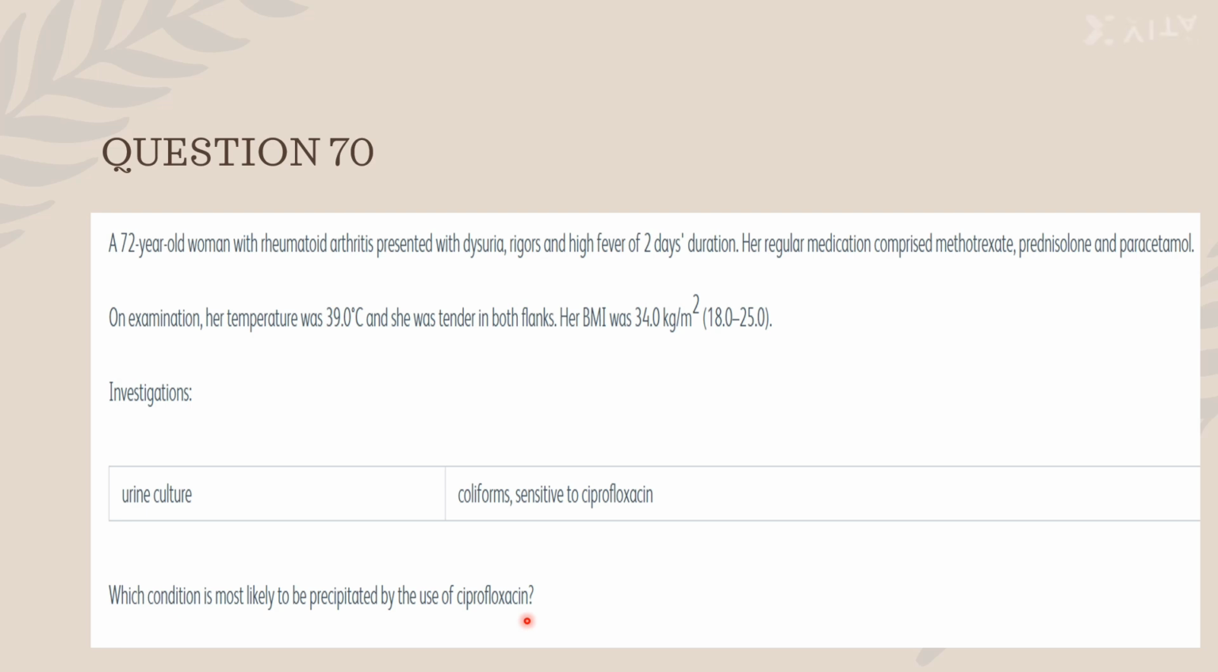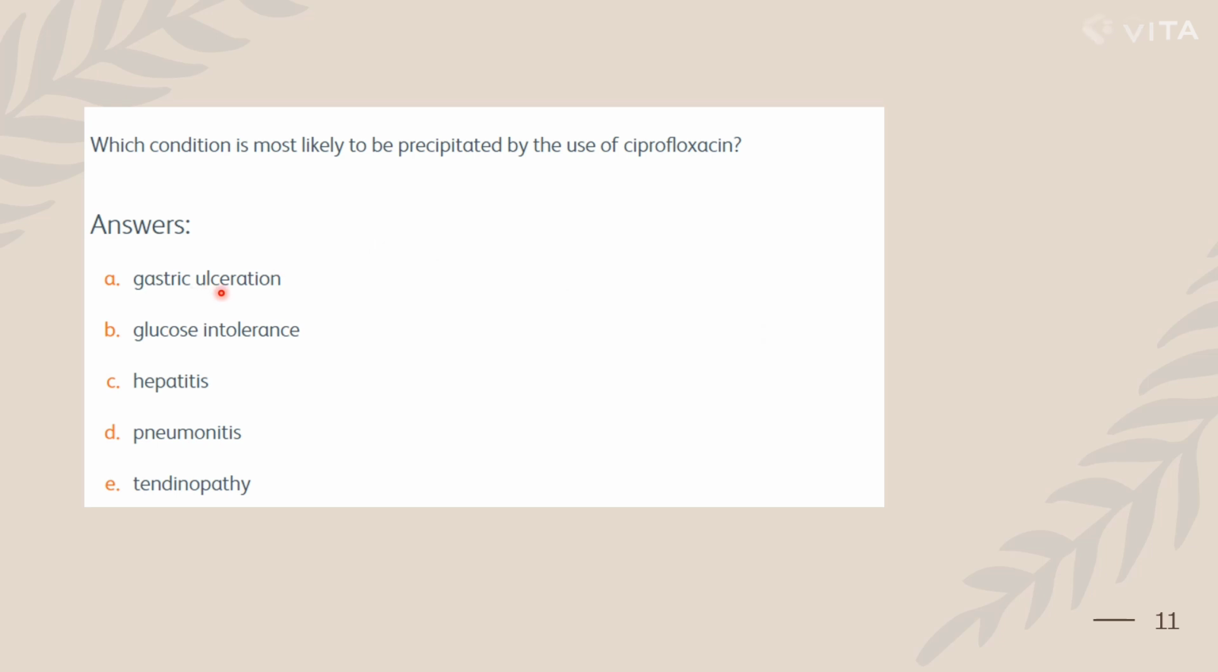In some questions like this, all of the history is insignificant when it comes to answering your question. It is asking what is the commonest side effect of using ciprofloxacin. We'll look at the options: gastric ulceration, glucose intolerance, hepatitis, pneumonitis, tendinopathy. So it is tendinopathy. Ciprofloxacin can cause tendinopathy. It is also contraindicated in pregnancy for the same reason. So it causes tendinopathy.